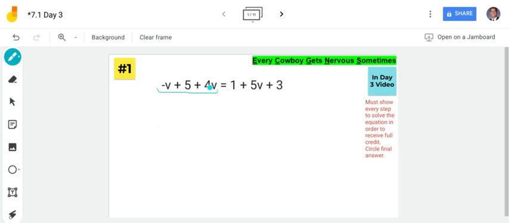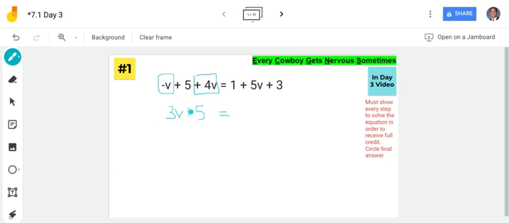Negative v and 4v both have a v in them, and they are v to the first terms. They have the same variable and same exponent. So I'm going to put them in the same shape so that I can combine them. So I have negative v, put that in a shape, and positive 4v, put that in a shape. And if I combine them, what is negative v plus 4v? Well, that would be 3v, right? I still also have a plus 5 on the left side, so I'm going to bring that term down. I bring my equal sign down as well. So on the left side of the equal sign, I have combined like terms.